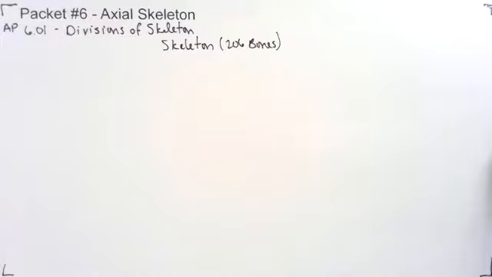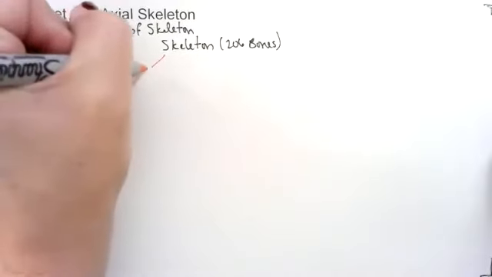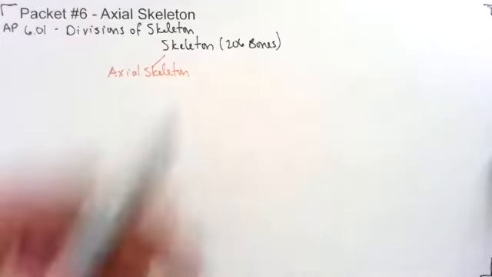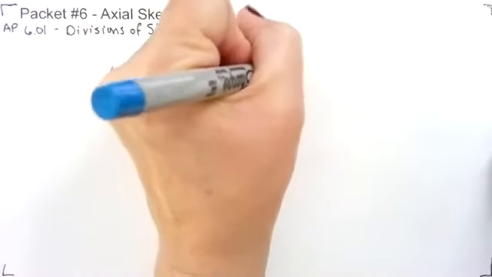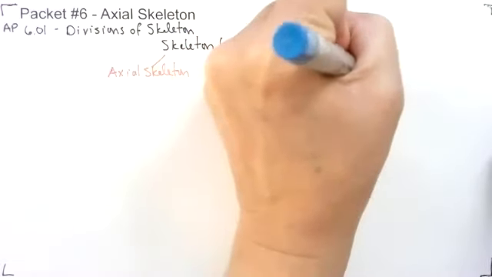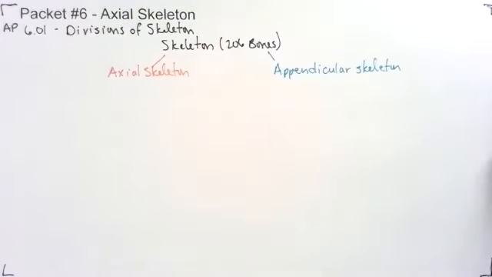So we call the first division the axial skeleton. And we call the second division the appendicular skeleton. Appendicular. You think about the axis of something, like the axis of the earth, it's the center. And so the axial skeleton is all the bones that lie along the center line. And we're going to have 80 of these.